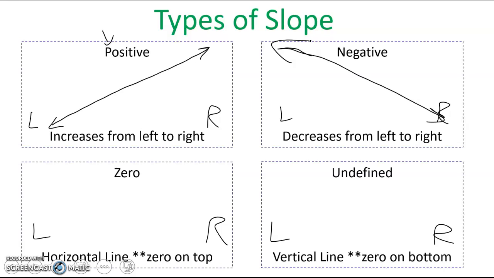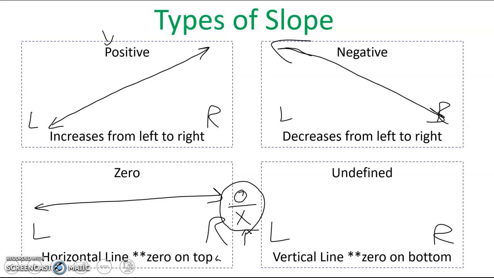Now, a zero slope looks a little bit different. Zero slope is going to be a flat horizontal line. Now, on the bottom here, it says 0 is on top. That's referring to the fraction. That basically is telling you that you're going to have a 0 on the top of your fraction and then some value that we got for our change in x on the bottom. So this is the form that it's going to look like. It's going to be 0 on top and then some number on the bottom.